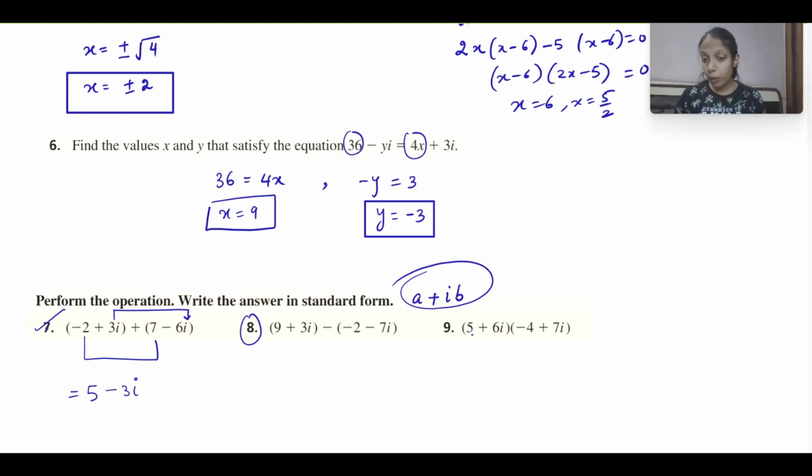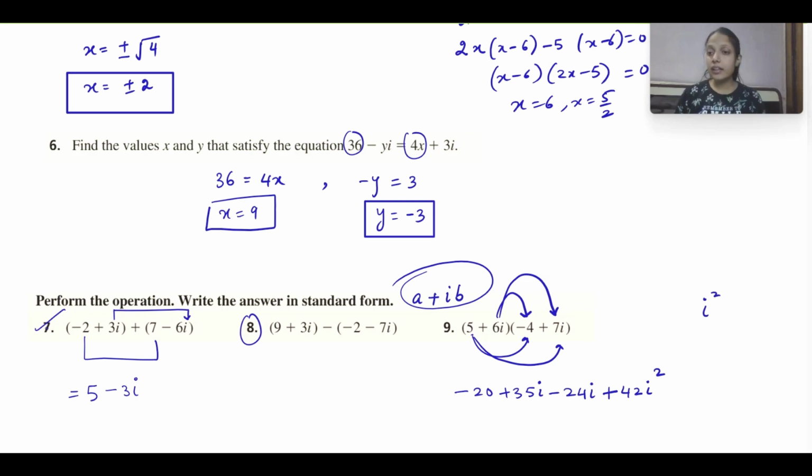So the distributive property will be used, or you can say I will use the FOIL method. 5 into negative 4 is negative 20. 5 into 7i is 35i. 6i into negative 4 is negative 24i. 6i into 7i is plus 42 i square. And what is i square? i square is negative 1.